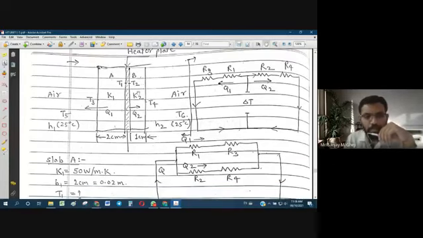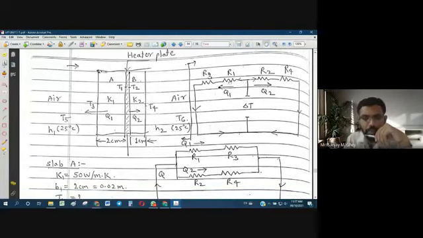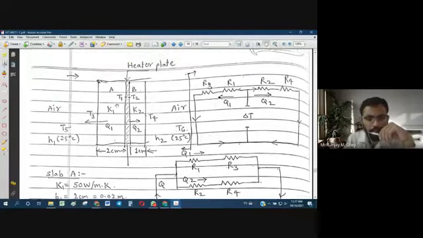So from this we can construct an equivalent thermal circuit like this. In between there is a temperature difference, potential difference, delta T, and let us say this is the A side, as you can see here, and this is the B side. On the A side there are some resistances, on the B side there are some resistances, and they are in parallel connection to each other. Now let us put some notations to the variables.